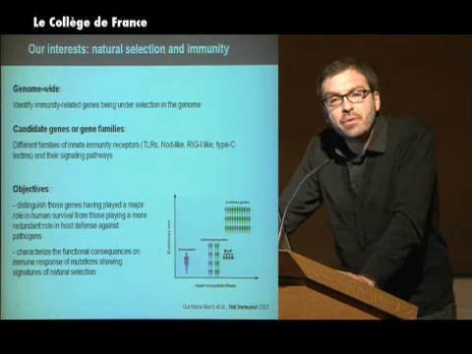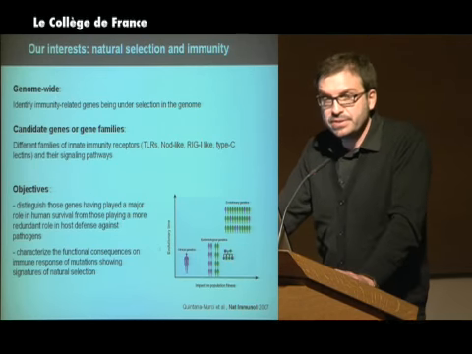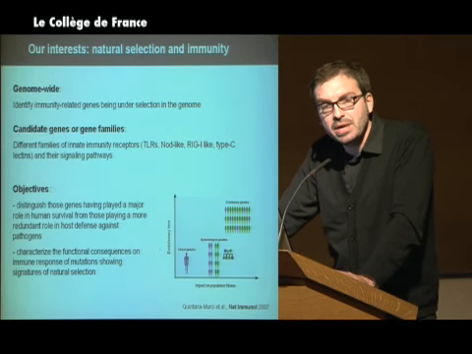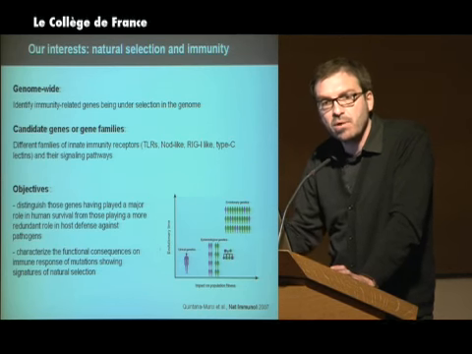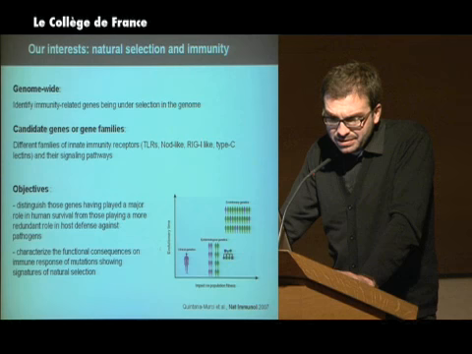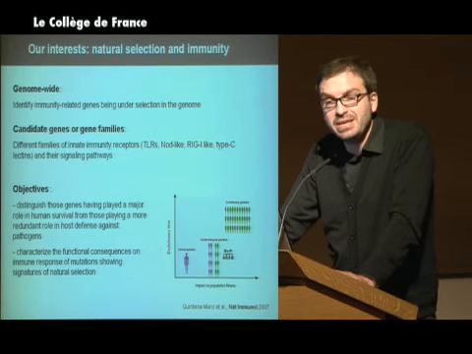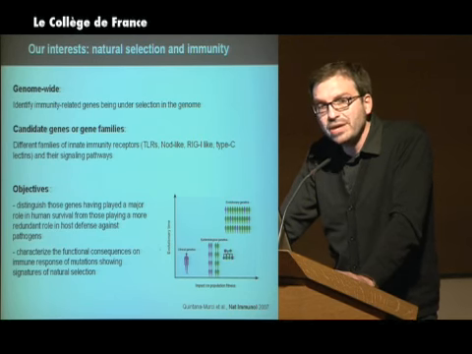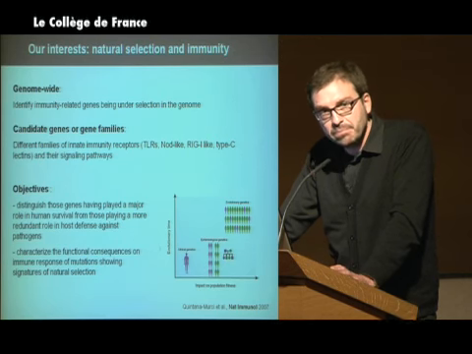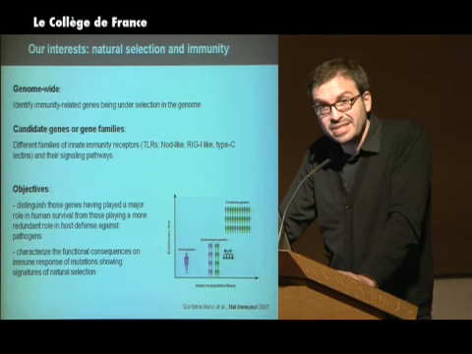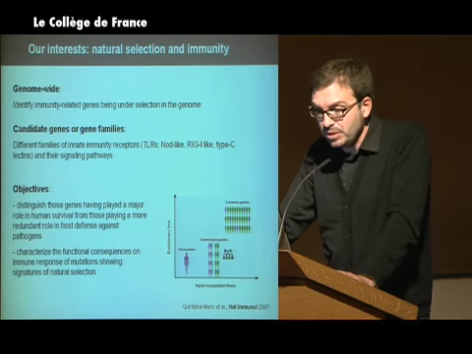So what are we doing, and what are our interests? Basically, as I was telling you, the keywords are natural selection and immunity-related processes. By immunity-related processes, I mean everything related to host defense, immunity sensu stricto, or immunity at large. We'll tackle these problems using genome-wide approaches to identify immunity-related genes under selection in the genome. Why do we care about genes that are under selection? Because genes that are under selection have played a major role in host survival, and there's a lot of chance that they still play a major role in our immunity to infection.